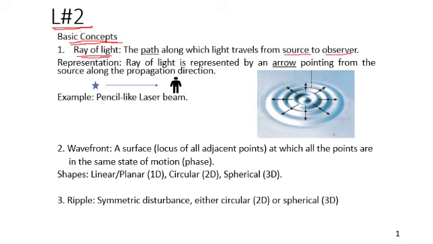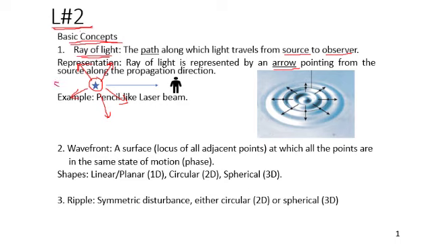That path is called a ray of light, and it is represented by an arrow pointing from the source along the propagation direction. So for example, suppose this is some source of light which is emanating light in all directions. So these are the possible directions. Remember, light is actually emanated three-dimensionally, but over here we can draw just a two-dimensional picture. So light is being emanated in all directions. And suppose you are here.